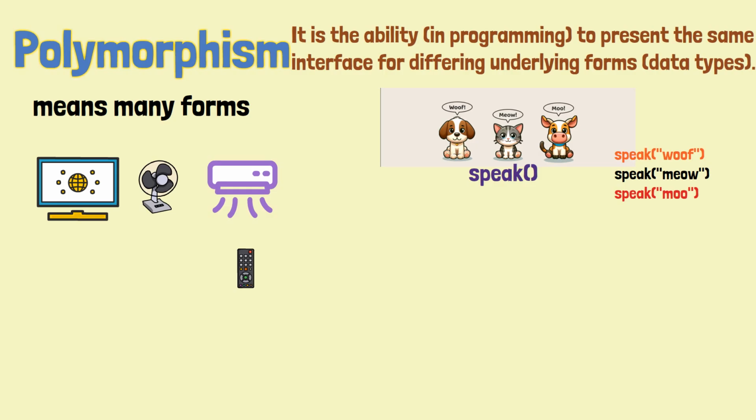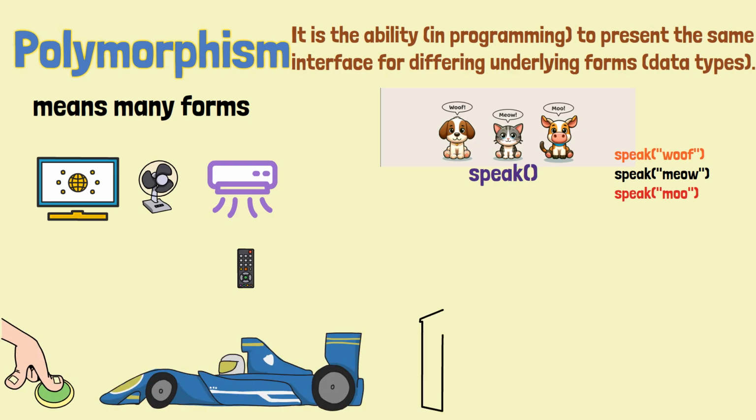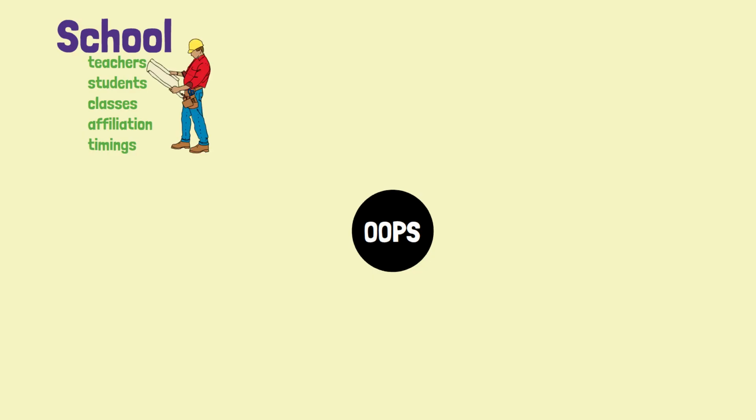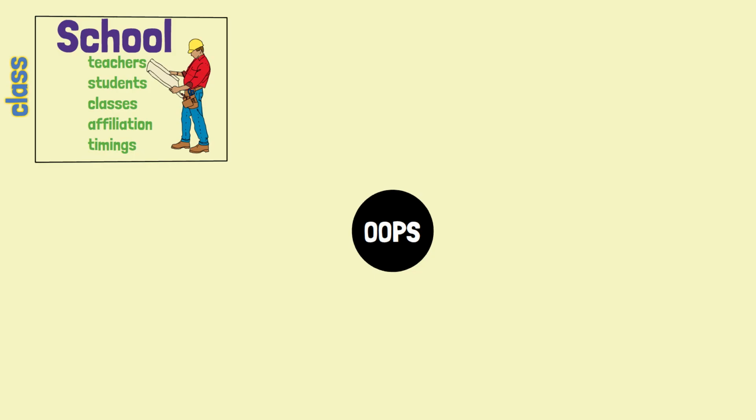For example, the start method for a car might start the engine, while the same start method for a washing machine might start the washing cycle. Consider this example. Imagine a school's general blueprint. This blueprint defines the important things every school has: teachers, students, classes, affiliations, and timings. It's a broad plan for what a school is, but it doesn't have any specific details yet. This is just a class, like the skeleton that will define all schools.